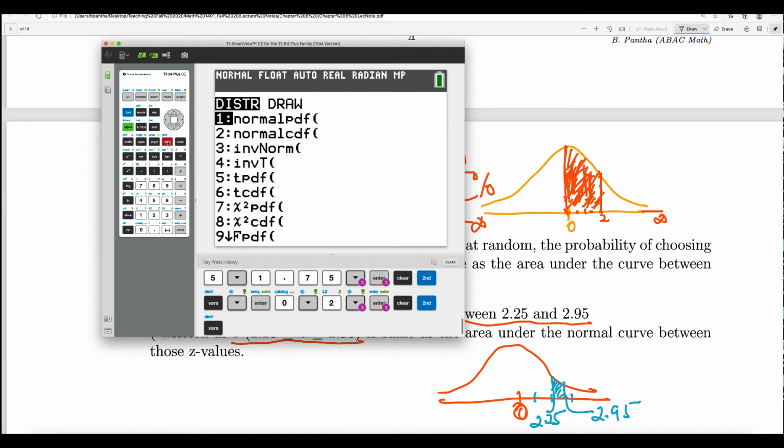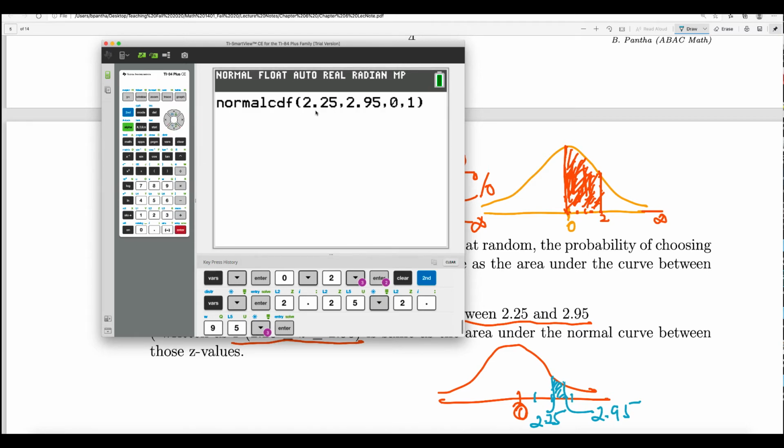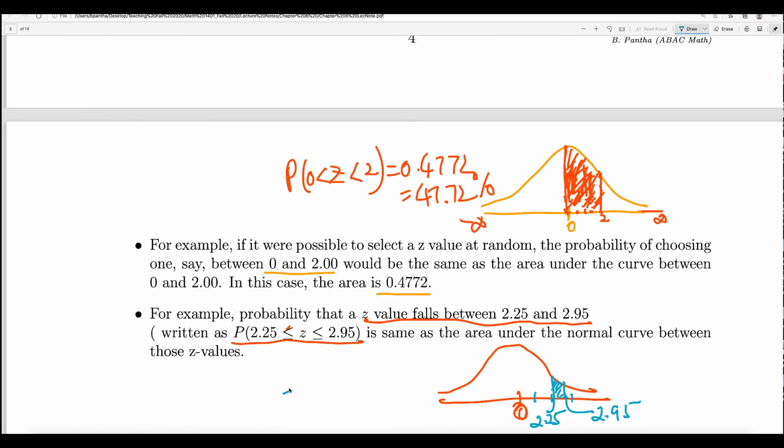Now you use the calculator to find the area between those two numbers, right? How do you do that? Second VARS and go to the normal distribution, number 2. So 2.25, and then the other one is 2.95. Since we are still in the G distribution, because it says G between this and that, this is the normal CDF, left bound, right bound for that shaded region, okay? And then 0 and 1. If you hit enter, you get 0.0106. That is 1.06%, right?